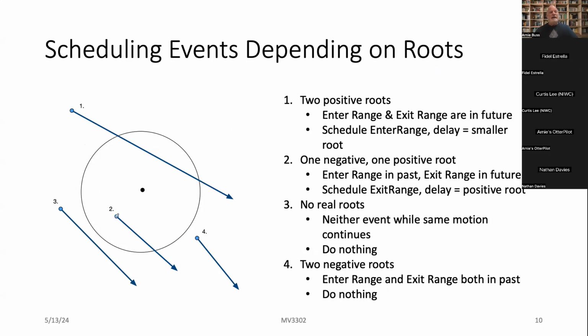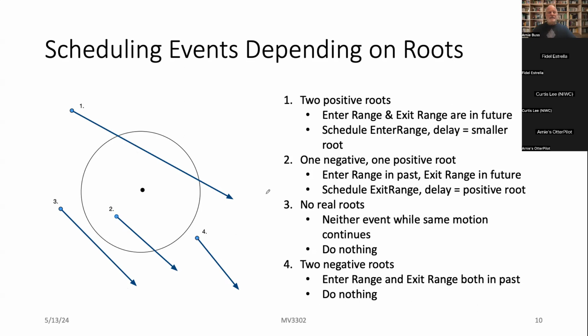If we're inside, that's going to give us a negative root and a positive root, because what that really indicates is that we entered in the past and are exiting in the future. And so in that case, we need to schedule an exit range with the positive root as the delay. Well, what if we have no real roots at all? Well, we do nothing. And what if we have two negative roots? Well, that's the case right here. That's the case where we're starting outside but moving away.